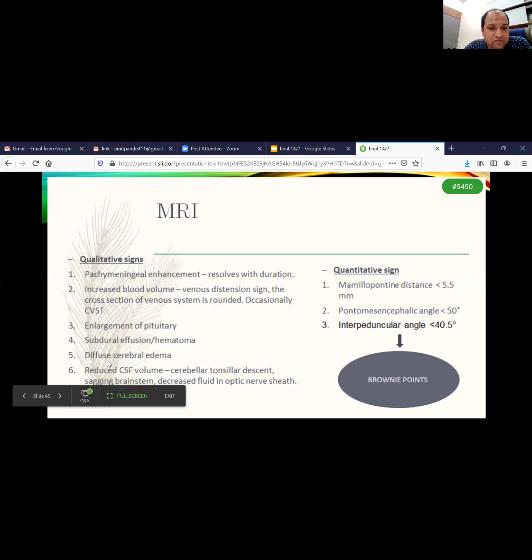Subdural effusion can be seen. There may be cerebral edema and reduced CSF volume. The quantitative signs, for Brownie points, are these: mammillopontine distance less than 5.5 millimeters, pontomesencephalic angle less than 50 degrees, and interpeduncular angle less than 40.5 degrees. So the pachymeningeal enhancement resolves with duration. Okay.